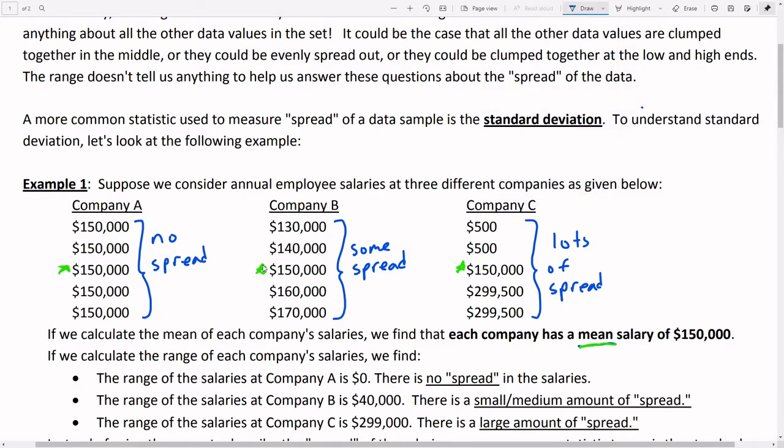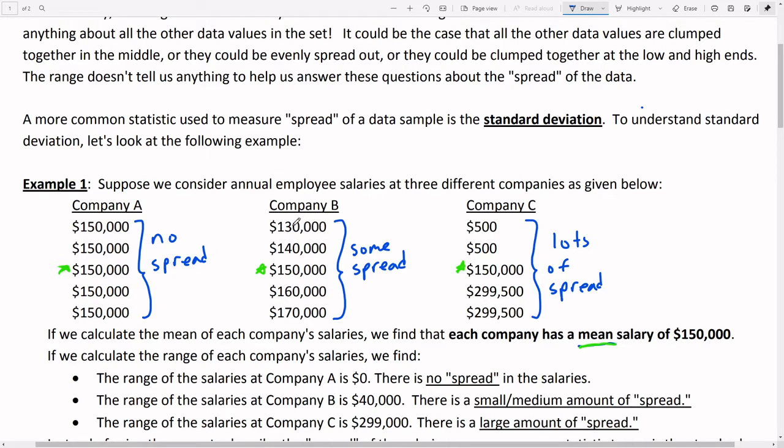It takes every data point, each single data point, and it measures how far each data point, in this case each income, is from the mean. So let's think through that. Again, I'm not going to have you do this formula, but we could think through it. 150,000. How far are you from the mean of 150,000? Well, 0. 0, 0, 0, 0. No spread at all. There's no spread because there's 0 difference between each data point in the middle.